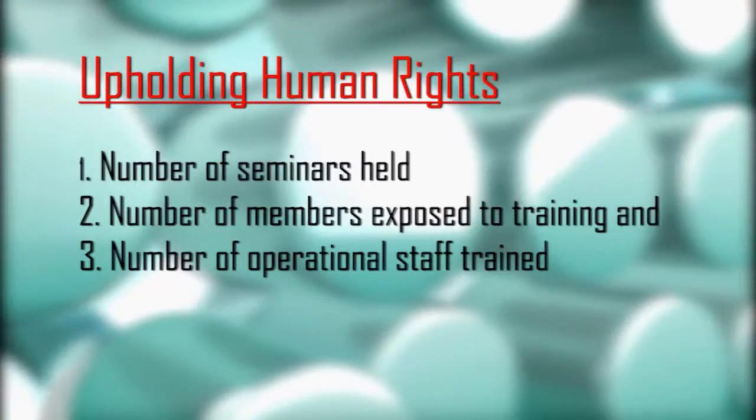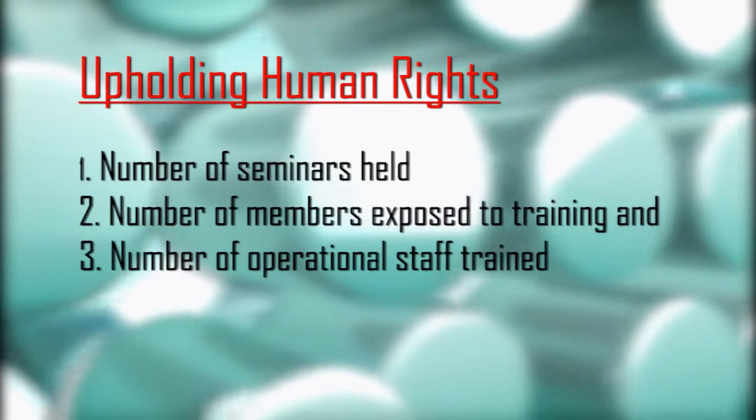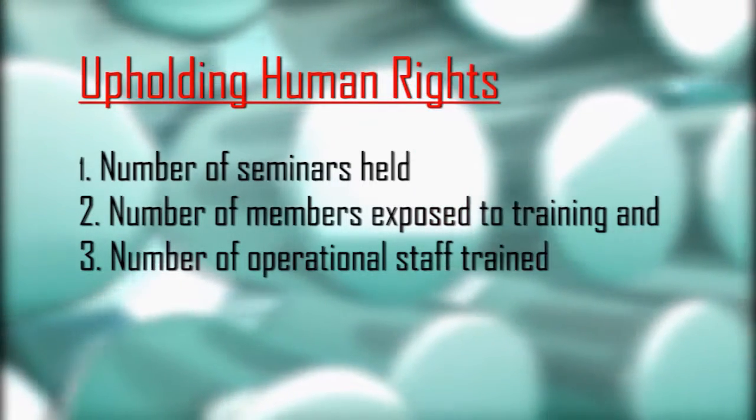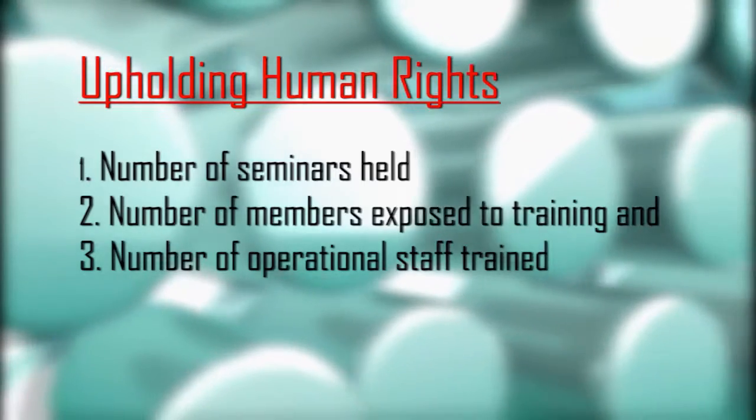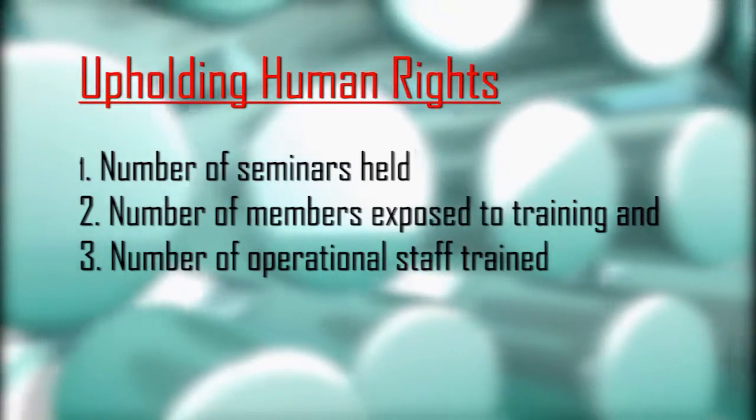Recall the target set regarding upholding human rights. You will need to track: 1. Number of seminars held, 2. Number of members exposed to training, and 3. Number of operational staff trained. Point to note, there can be several indicators to one target. The performance indicator tells if you are getting the job done. Now, how will you achieve these targets?